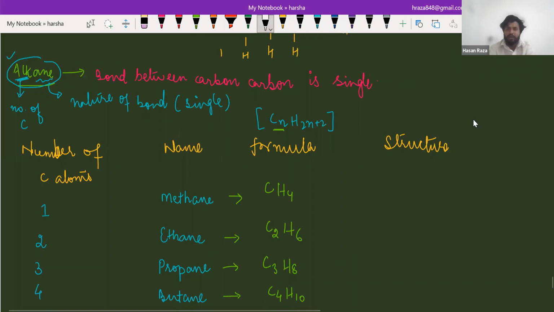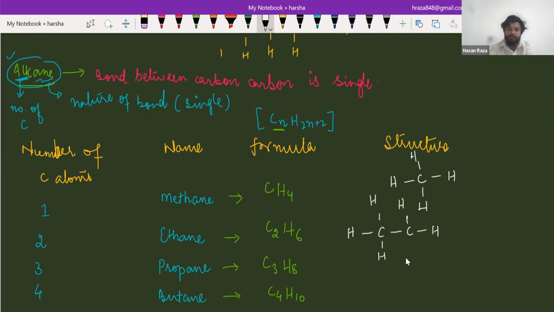Now come to this, what will be the structure? The structure of methane is basically very simple like this. Now what is the structure of ethane? We have 2 carbons, so you are going to write CC, and since it is alkane, singly bonded, write a single bond between the carbons, and then divide the hydrogen in equal parts. That means 3 hydrogen to this carbon and 3 hydrogen to this carbon.